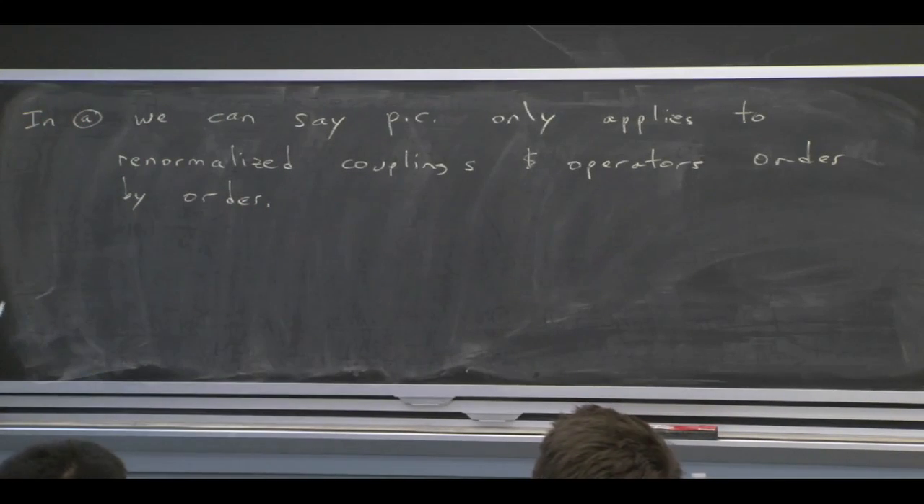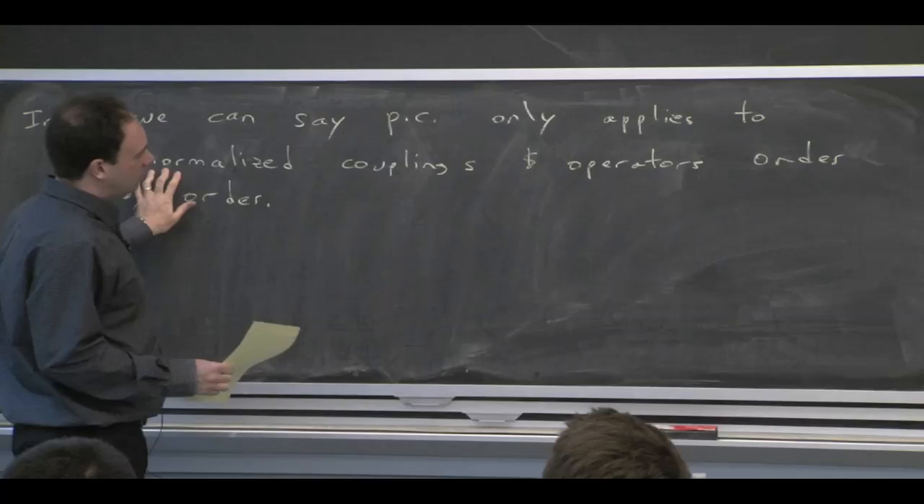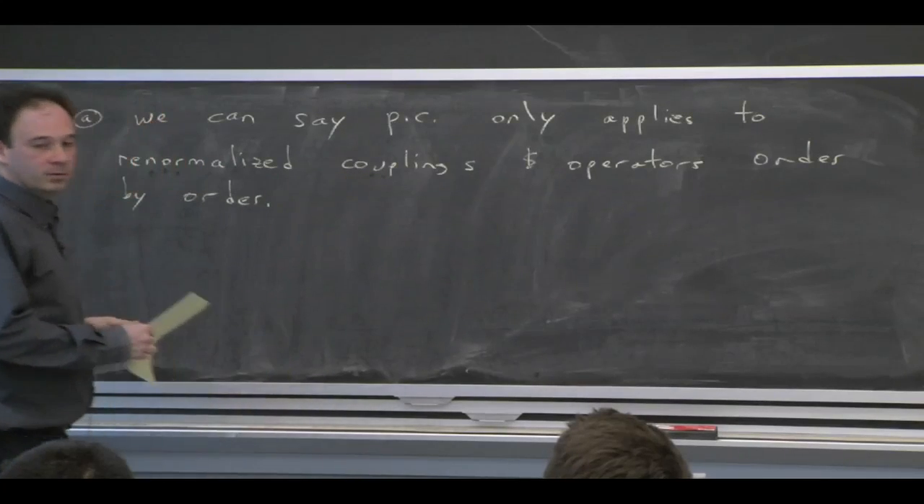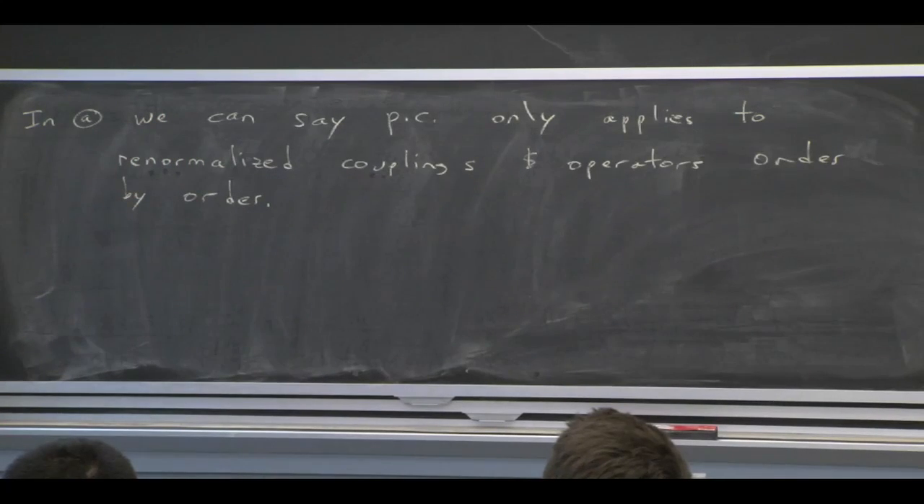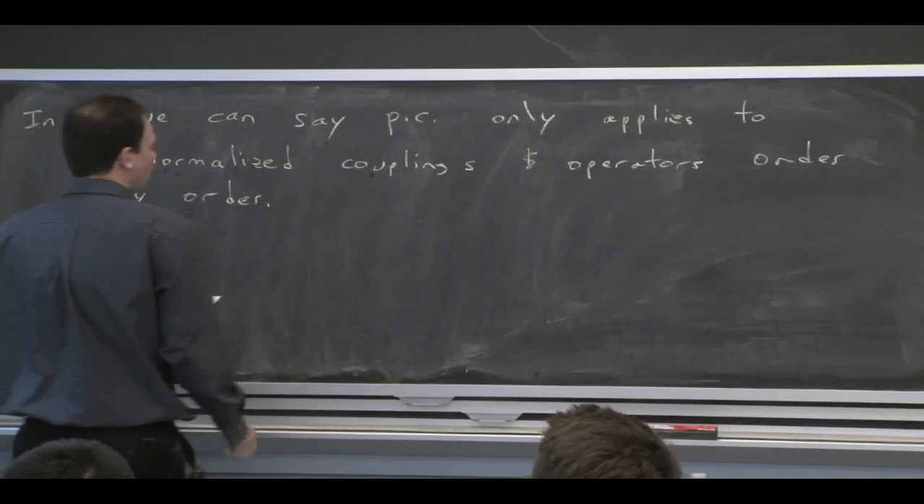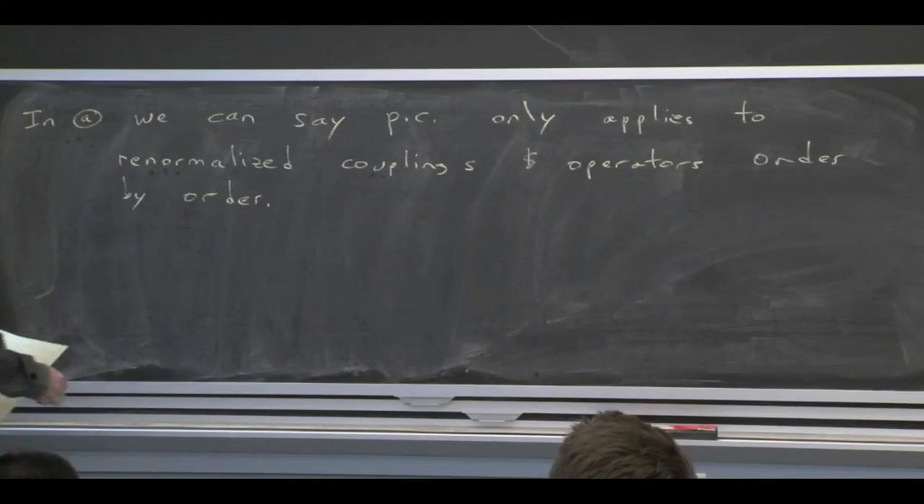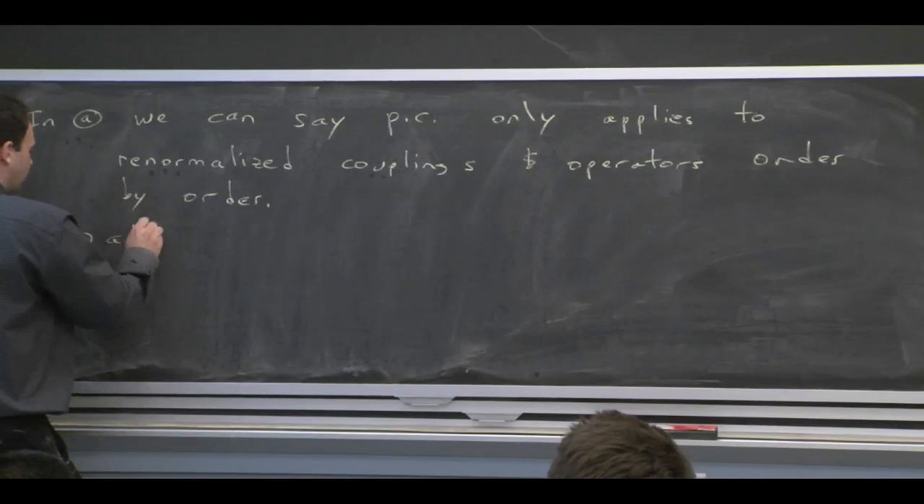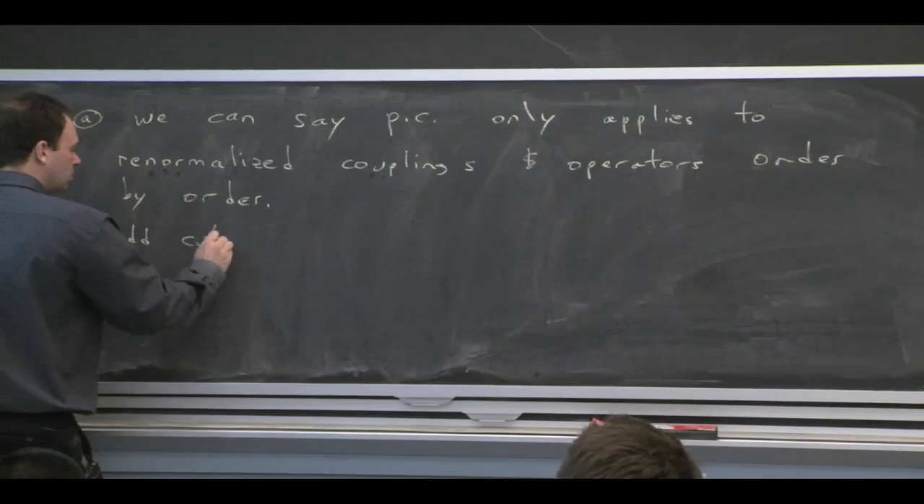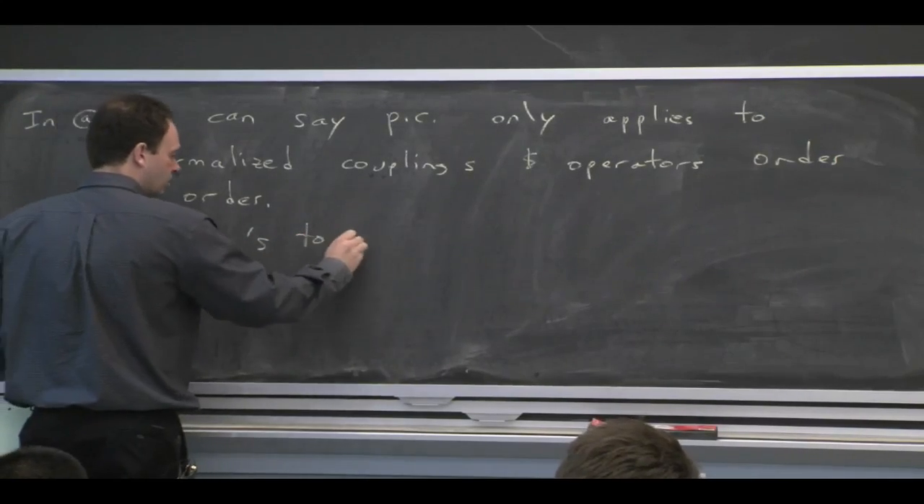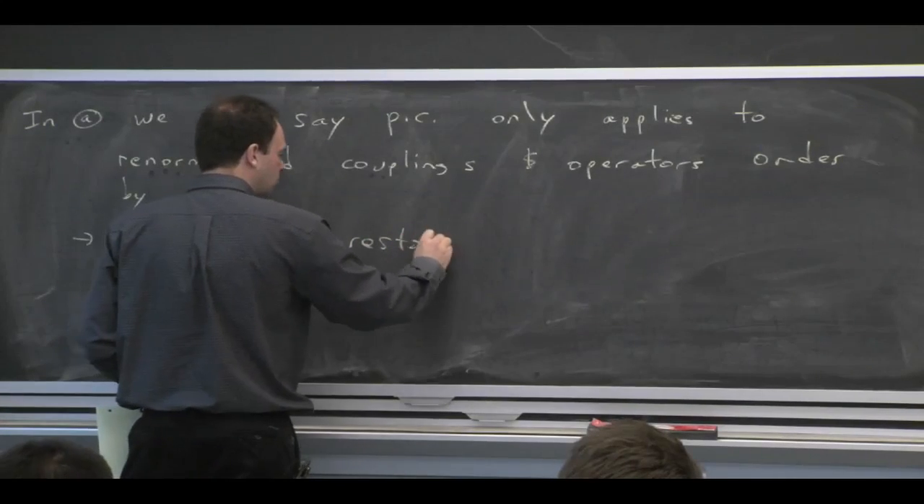OK, so in some sense, there's nothing wrong with doing A. It's just that you have to work a little harder to think about it. And when you think about the power counting, you have to do that for the renormalized quantities, not for the bare quantities. So if you like, what you're doing here is adding counter terms. Another way you can say this is that you're adding counter terms to restore the power counting that you want.